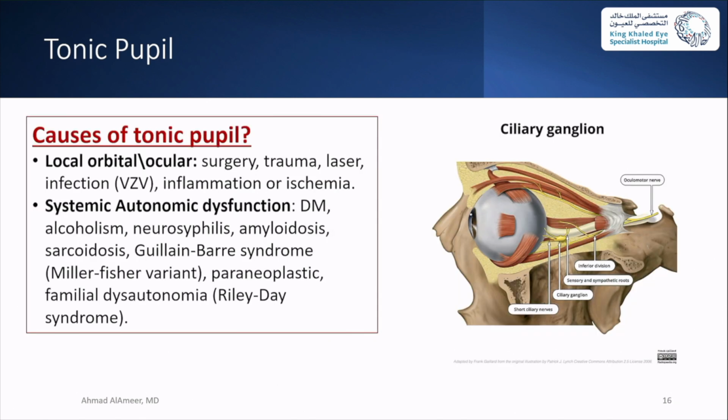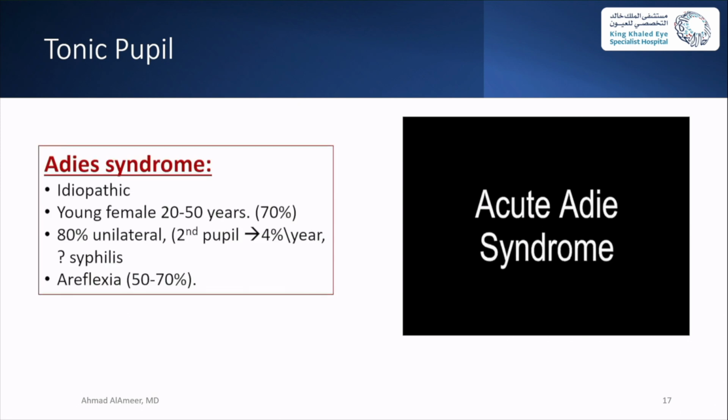If the cause is idiopathic, we call it Adie pupil. Okay, it affects young females from 20 to 50. Most of the cases are unilateral. If the other pupil is affected, you need to rule out syphilis. Around 70% of the cases are associated with areflexia. So Adie is for idiopathic causes, and tonic pupil is for when you know the cause. You can call it tonic pupil from such and such. But if you don't know the cause, you can say Adie tonic pupil.